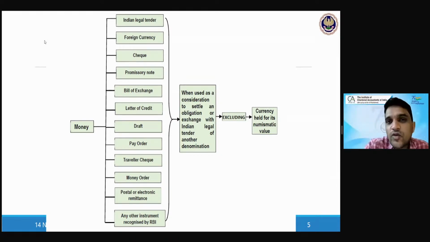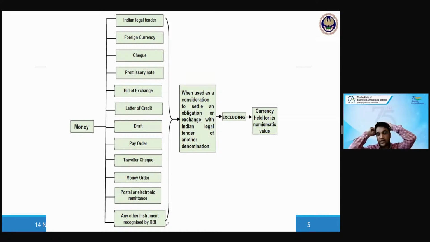There could be an MCQ which could ask, okay, is this covered under money? So you may have to remember this, but not mug it up so that you can reproduce it. Just remember that money includes an Indian legal tender, a foreign currency, a check, promissory note, a bill of exchange, a letter of credit, a demand draft. It could be any kind of draft, pay order draft, demand draft, pay order, traveler's check, money order, postal or electricity remittance, or any other instrument which is recognized by the RBI.